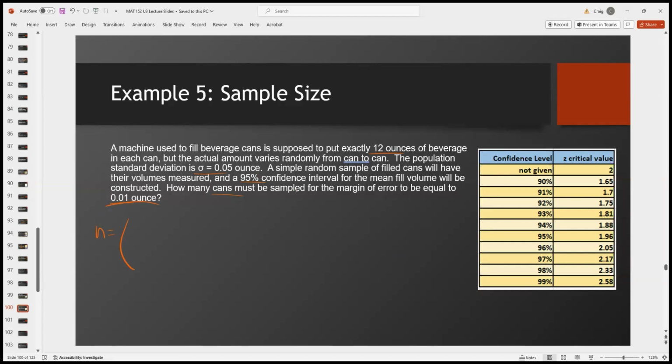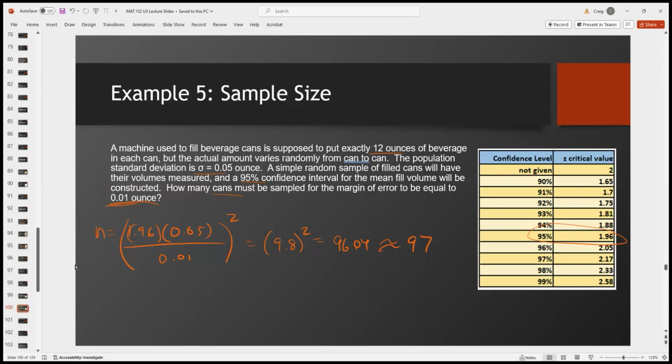And so to do that, we want a 95% confidence interval, so the critical value is 1.96. Our standard deviation is 0.05. And we want a margin of error of 0.01. And then we're just going to square that value here. 1.96 times 0.05 divided by 0.01. That's going to give us 9.8 squared, which should be close to 100. 96.04. So we'll have to sample about 97 cans.